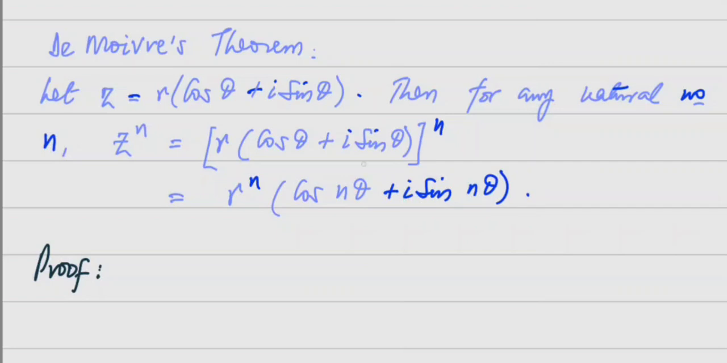So in this theorem, we see that when z is expressed in polar form, then z raised to power n, when it is simplified, will be equal to r raised to power n, cos of the argument of z multiplied by n, plus i sin of the argument of z multiplied by n, that is theta. So that is what we have there.